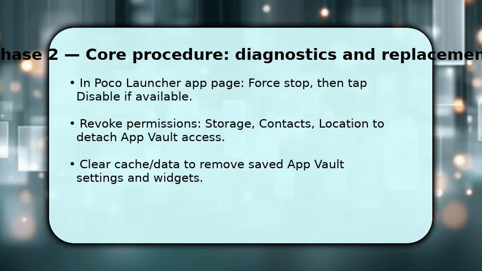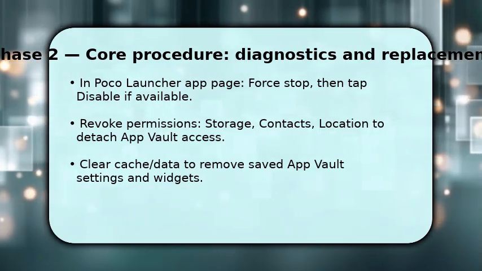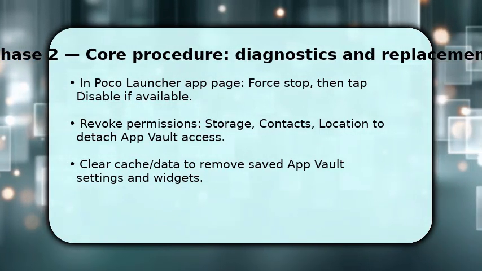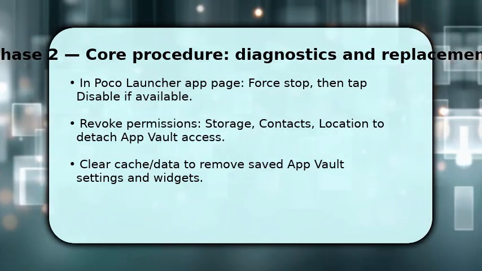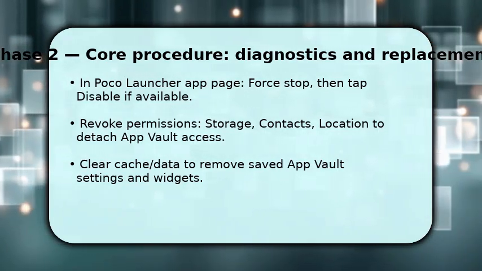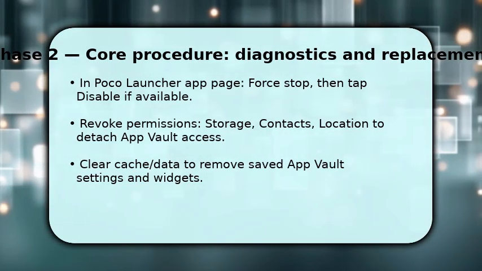You now tackle the middle steps. Open the Poco Launcher app info and force stop it. This prevents crashes while you change settings. Next, revoke permissions like storage and contacts so App Vault features lose access.